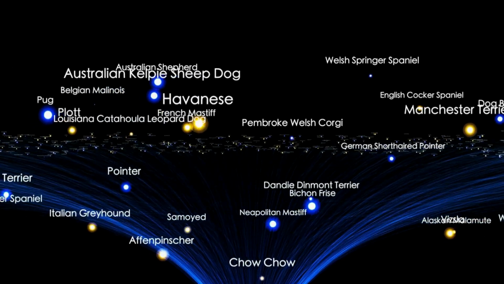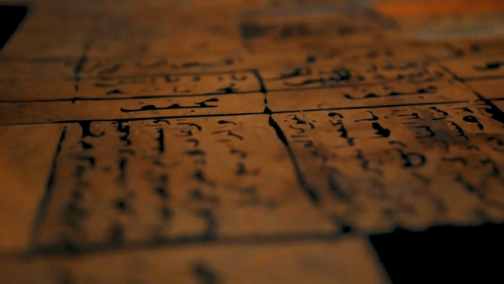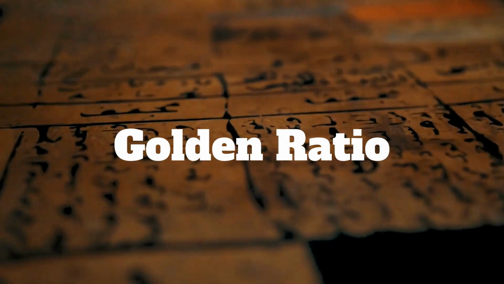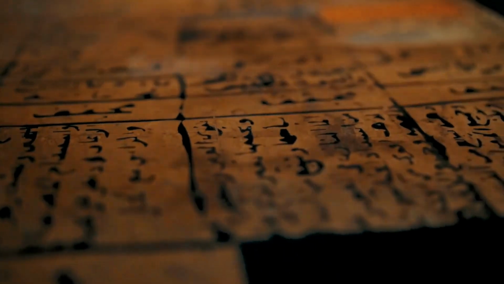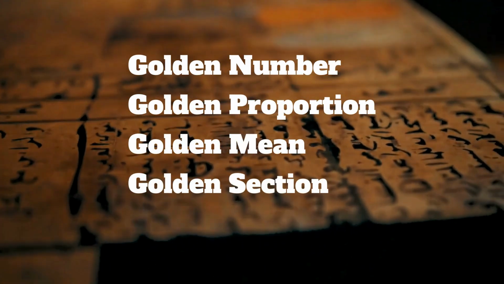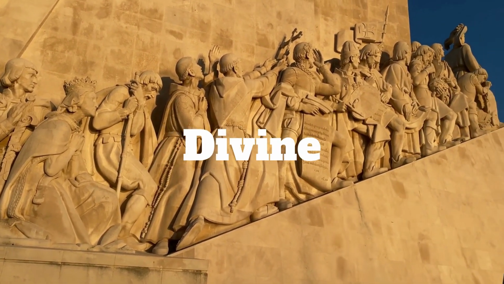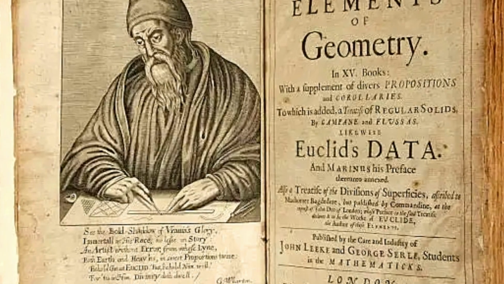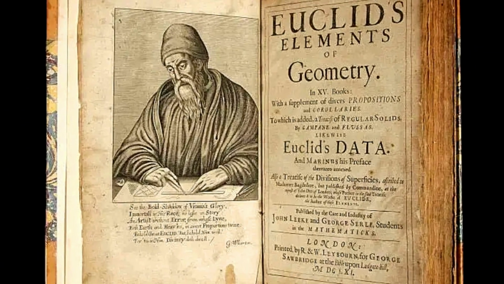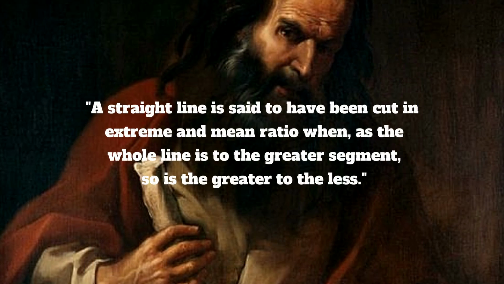Throughout history, the golden ratio has been known by various names. Sometimes, it's denoted by the Greek letter tau in mathematical contexts. Today, it's most widely recognized as the golden ratio. However, it has also been called the golden number, golden proportion, golden mean, golden section, and golden cut. In ancient times, it was even referred to as divine. The ancient Greek mathematician Euclid first described it in Book 6 of his treatise Elements, stating, "A straight line is said to have been cut in extreme and mean ratio when, as the whole line is to the greater segment, so is the greater to the less."